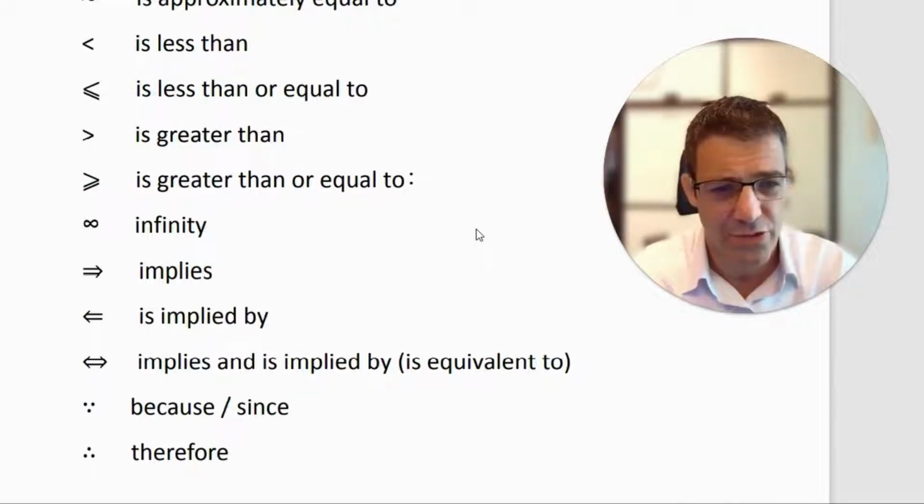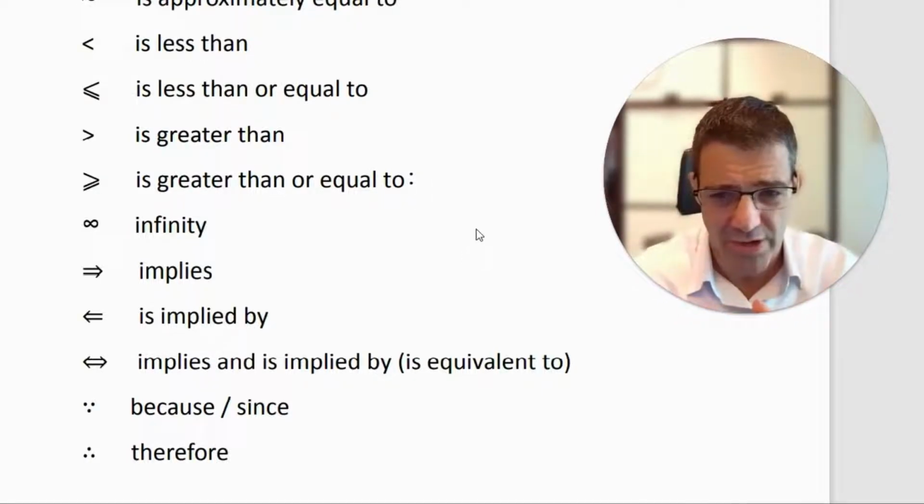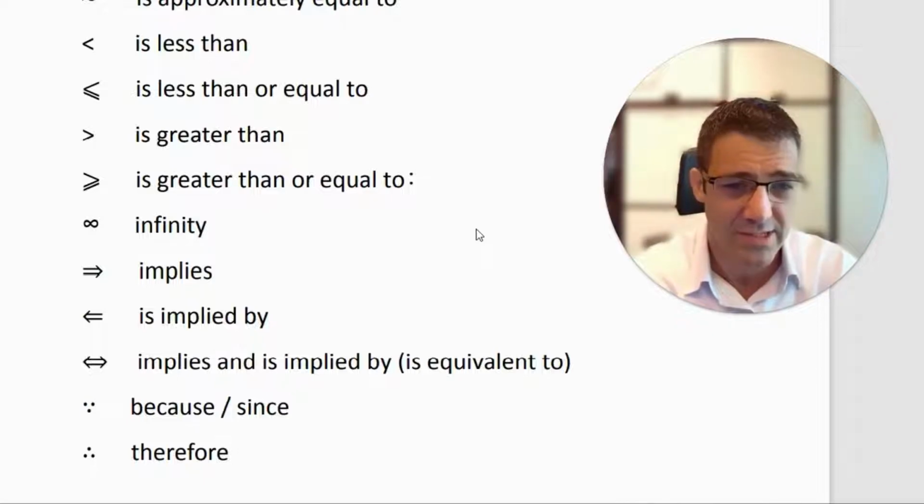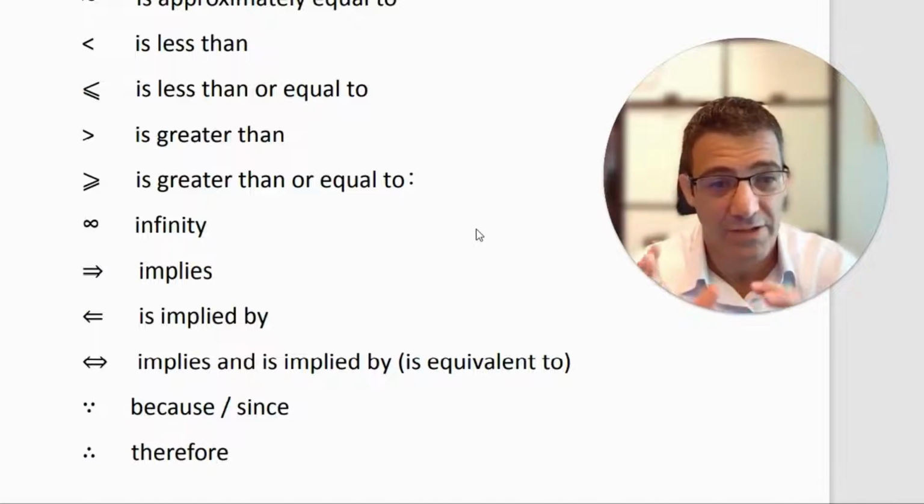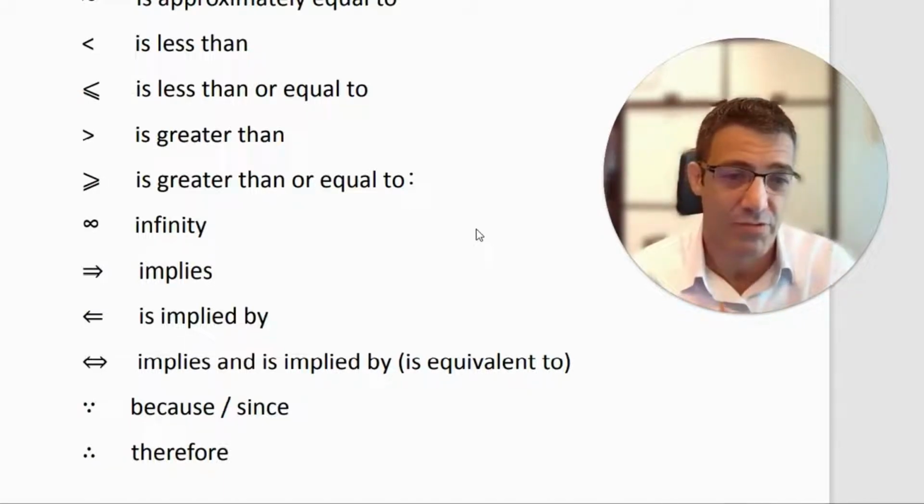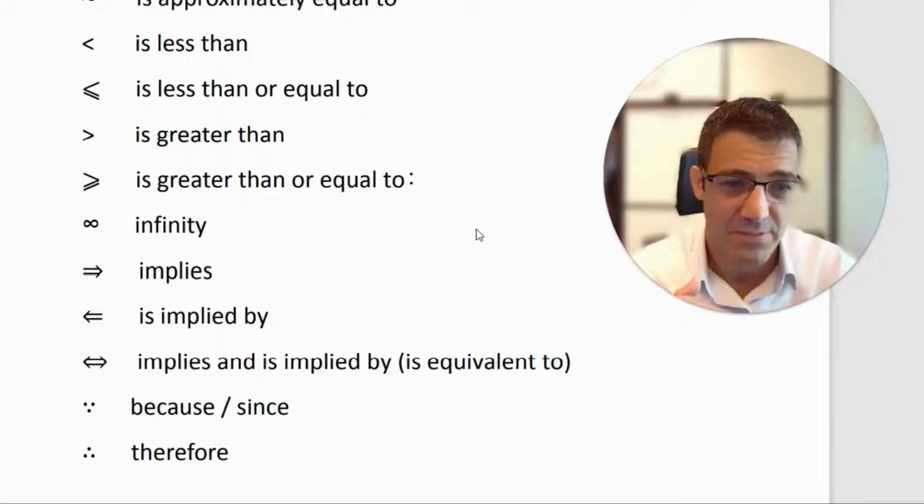Because, so that's the three little dots pointing downwards, a little downwards triangle, or since. So you can say this is happening because of this. You explain that the reason why it's happening is because of something else. And then therefore is to have flow in your arguments. You say, I've found this result, therefore, and then you can write your next line to say, this is my next argument.